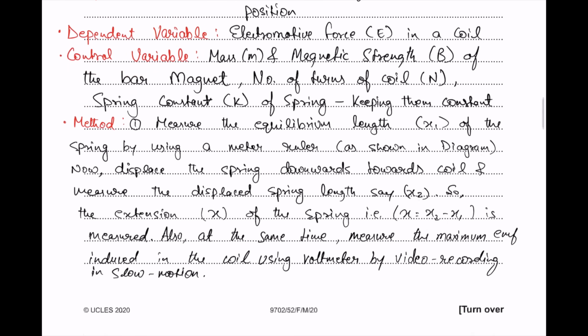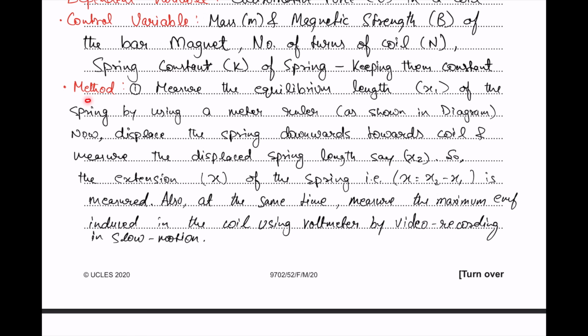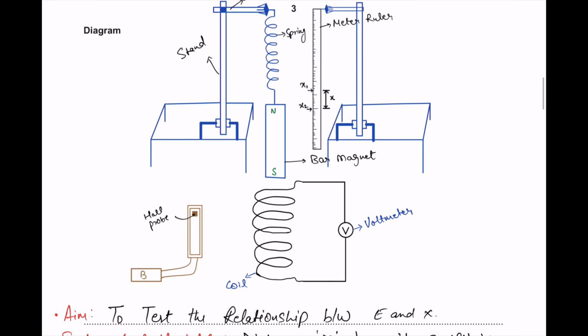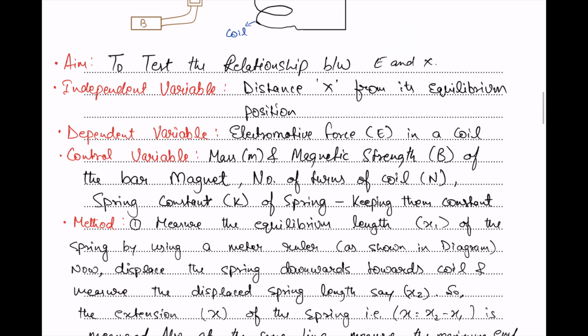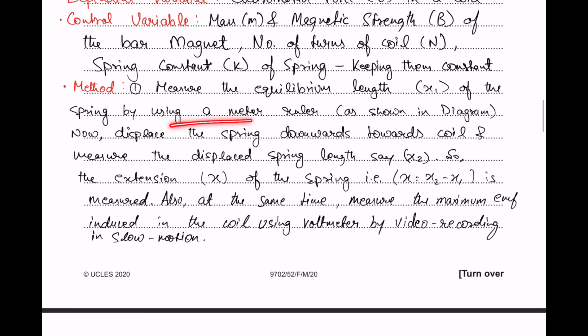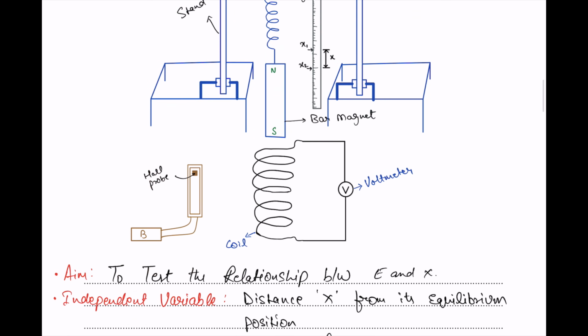Now how to follow? The first point in the method, I have written: measure the equilibrium length, that is x1. I have also mentioned x1 in the diagram. So this is the equilibrium position of this spring. I have measured it using the meter rule, as shown in the diagram. Now displace the spring downward towards the coil. You have to displace this magnet towards the coil.